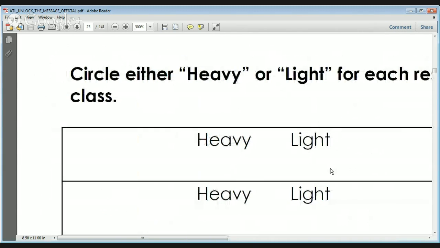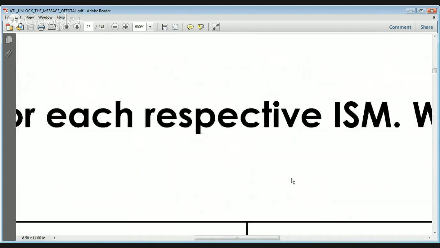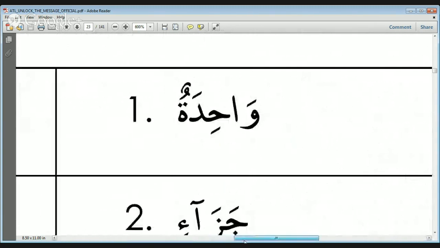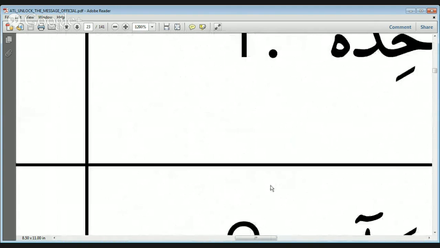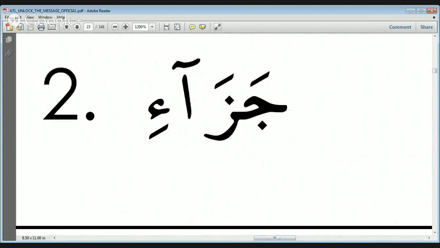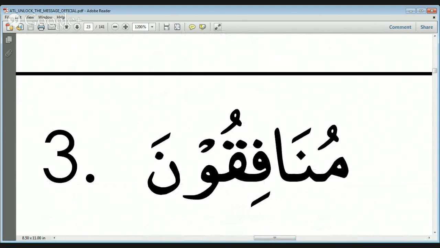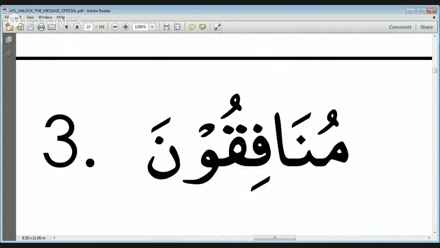Wahidatun, heavy or light? Heavy. Why? Tun, good. How about jaza'i? Light. Why? Because no tanween. Munafiquna? Heavy, very good. Wait, but there's na.